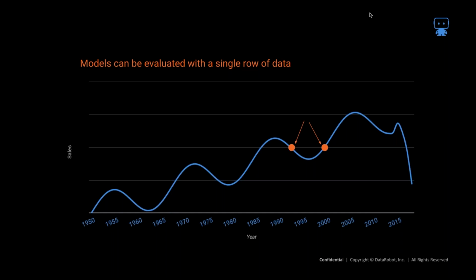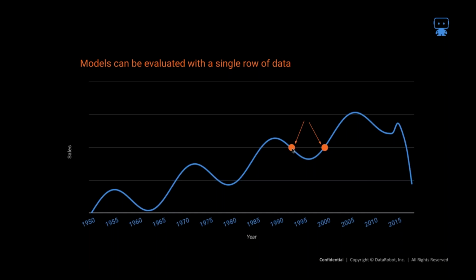Another point I'd like to make is that in usual machine learning, like regression and classification, models can be evaluated with a single row of data. That means if we have only one data point, one row, we can do the prediction, or we can evaluate the result of that row using the model. But with this example, I want to show that that doesn't hold.